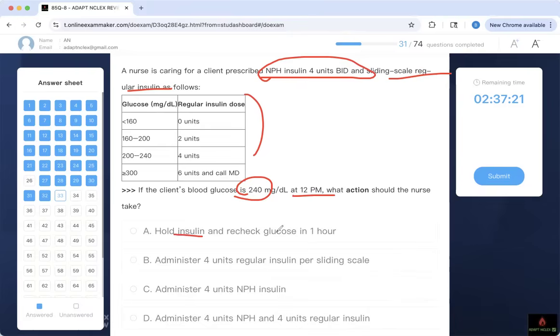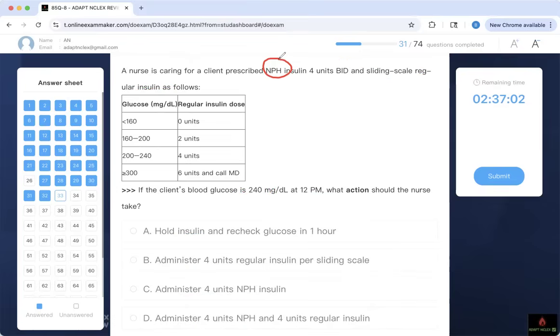Hold insulin and recheck it every hour. Give 4 units regular insulin per sliding scale. Administer 4 units NPH insulin. Administer 4 units NPH and 4 units regular insulin. It sounds like it's hard, but it's not hard. What would you do? Which answer choice will you pick?